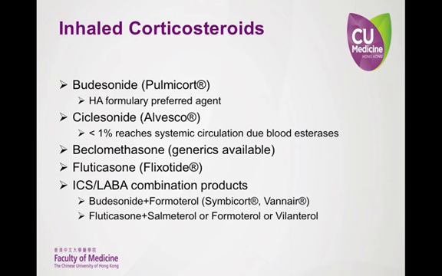Ciclesonide, or brand name Alvesco, is different than other inhaled corticosteroids, as very little of the drug reaches systemic circulation, resulting in fewer systemic adverse effects. So, for patients who experience adverse effects from budesonide that cannot be tolerated, ciclesonide may be an acceptable alternative. The steroids do come as combination products with long-acting beta agonists, as dual therapy with these two agents is extremely common in asthma patients.